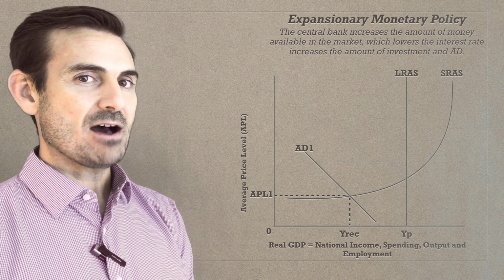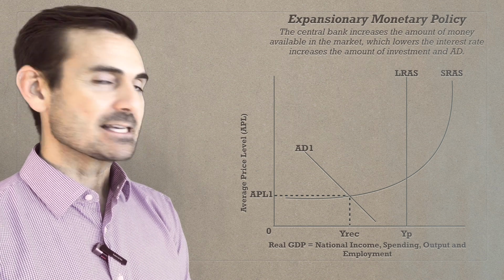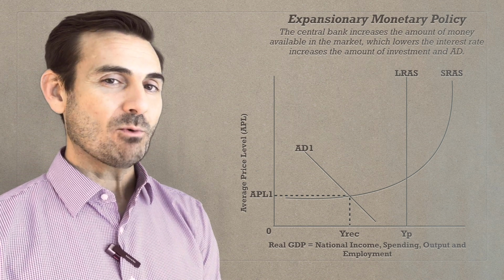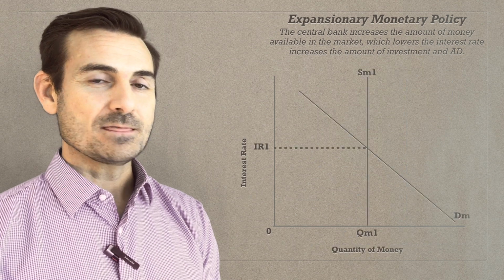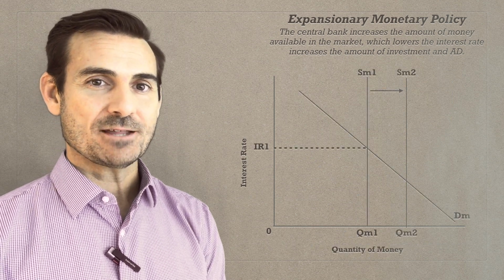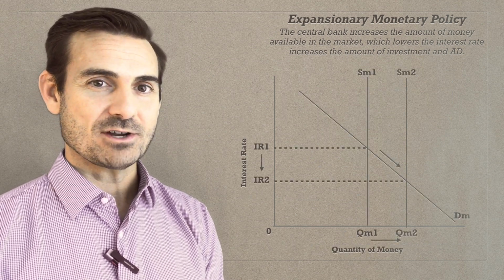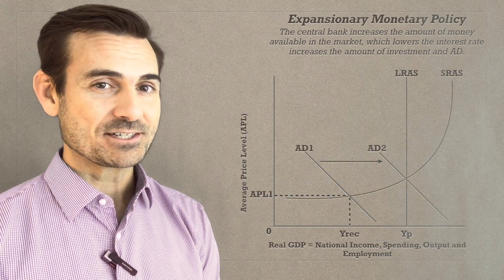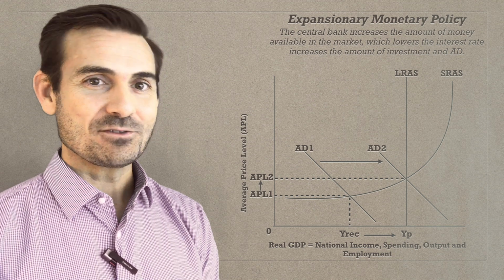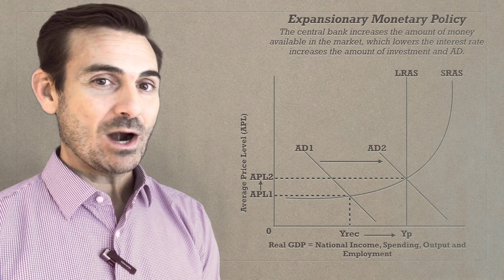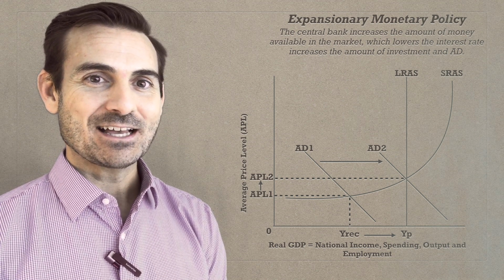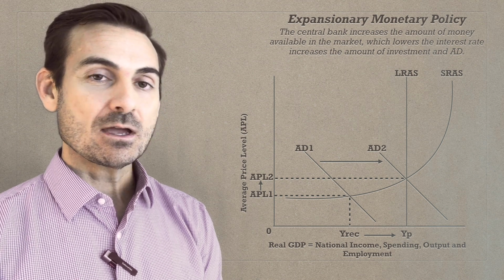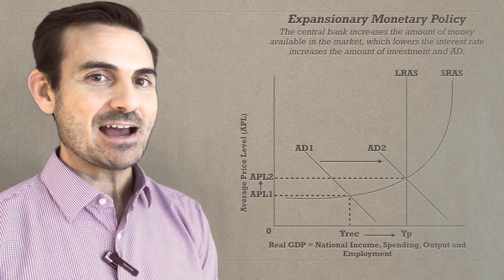Notice that the amount of output at YREC is less than the amount of output at YP, or potential output. The increase in the supply of money in the market has led to a lower interest rate, more investment spending by businesses and firms, and a right shift of the AD curve, and a closing of the recessionary gap. Now, there's more output, income, spending, and employment in the economy. And there's also a bit of an increase in the average price level.